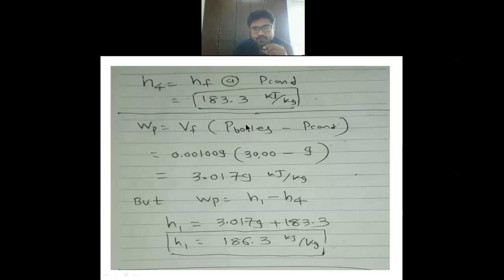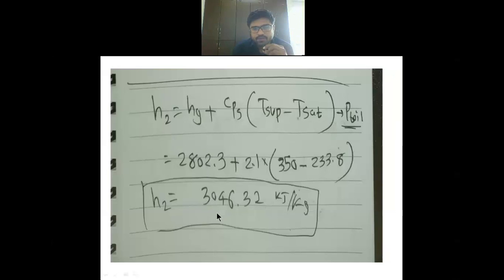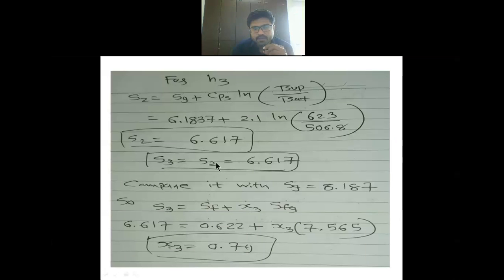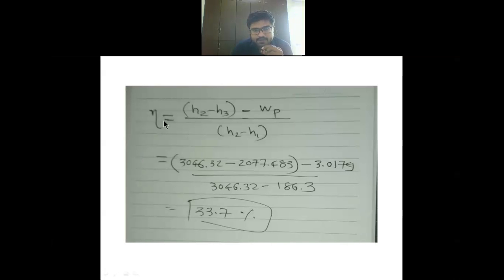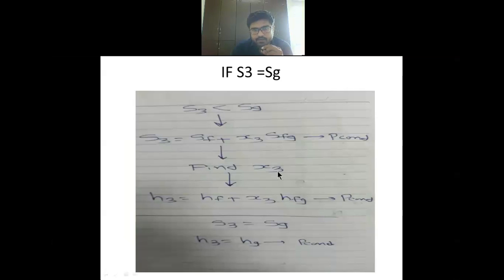First we found H4, then we found H1, then we found H2. Then for H3, the procedure is lengthy. We found S2. S2 is equal to S3. We compared it with SG. We found it is less, so we utilized this formula. We found X3 and put that value here. We found H3. So this is how we found all the enthalpies. And then for efficiency, just put in all the enthalpy values. So this is the condition.